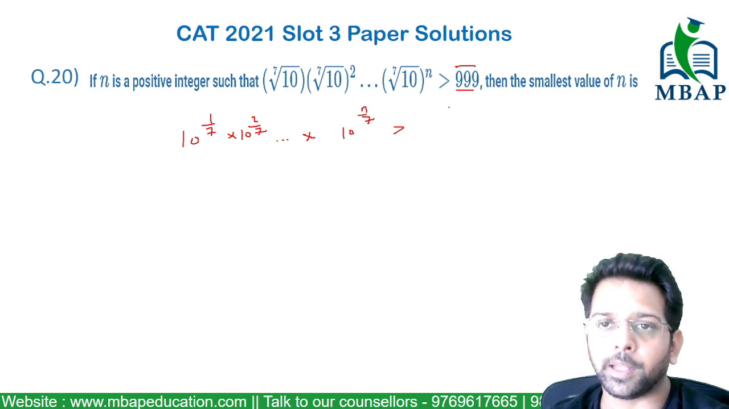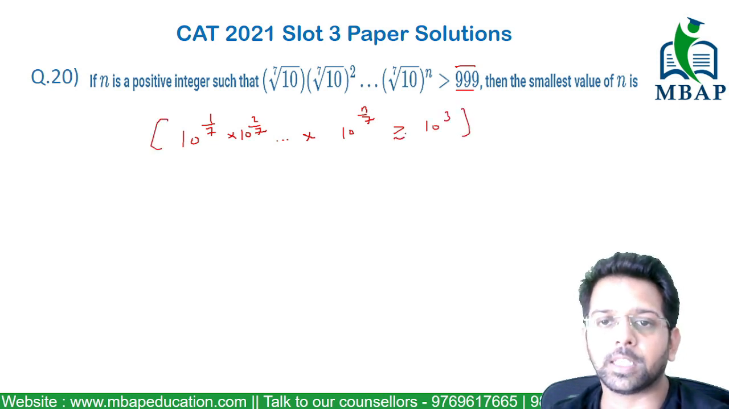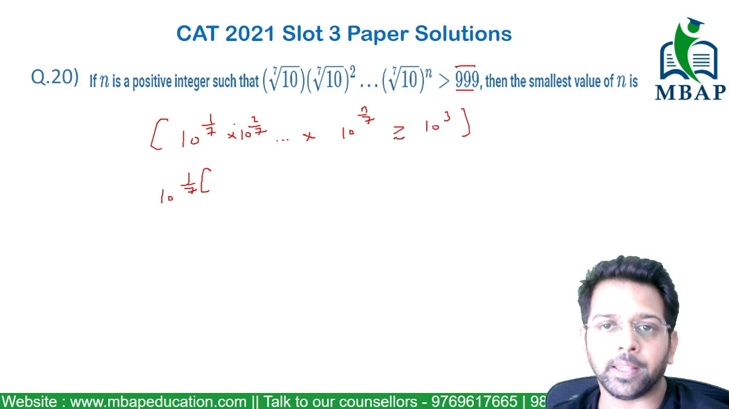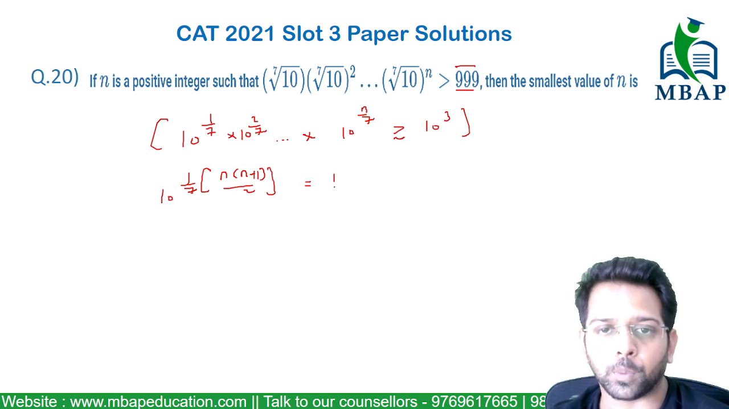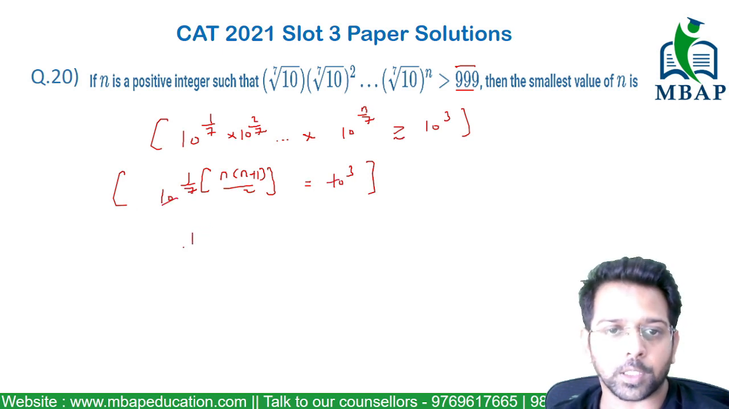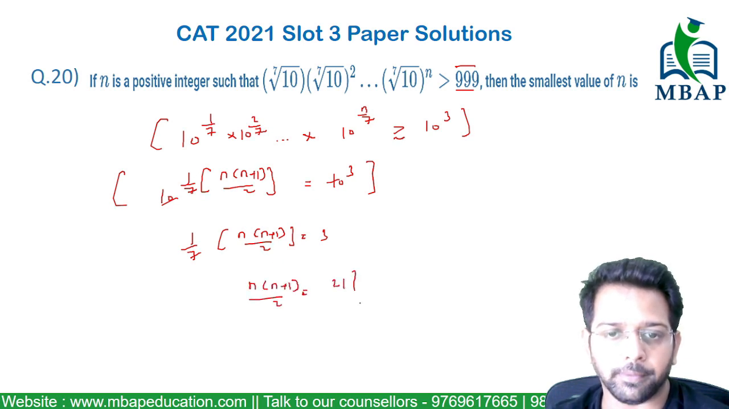Now 999, we can assume this value to be as close as 1000. Let me rewrite this value as 10 raised to 3. Let's consider this to be equivalent because 999 is slightly closer to 1000. Now since the base is common, 10 raised to 1 by 7 will be taken out. This will be 1 till n. The sum of first n natural numbers is given by n into n plus 1 divided by 2, which we take equal to 10 cube. Taking 10 common, you'll say 1 by 7 into n into n plus 1 divided by 2 should be equal to 3, or n into n plus 1 divided by 2 should be equal to 21. Solving this, you'll understand 6 into 7 by 2 will be 21. So the value of n is coming out to be 6.